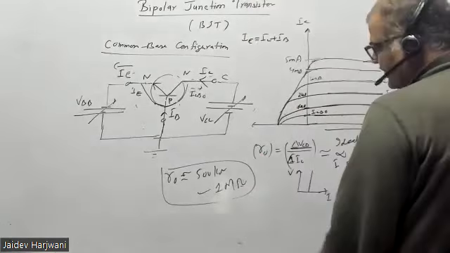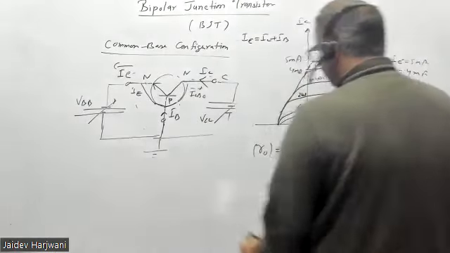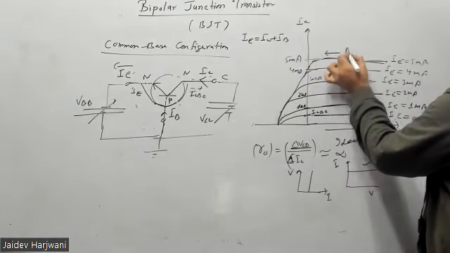Now we have to understand the three regions properly. Three regions. So this parallel graph region is called active.